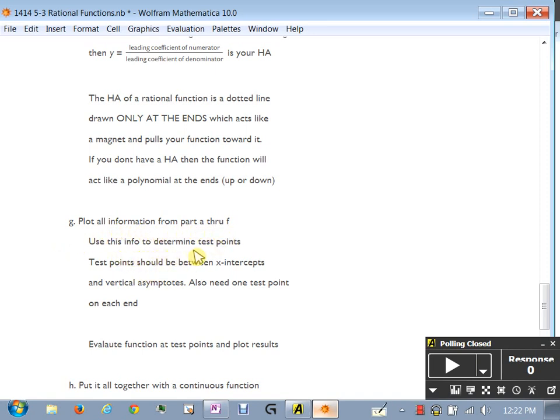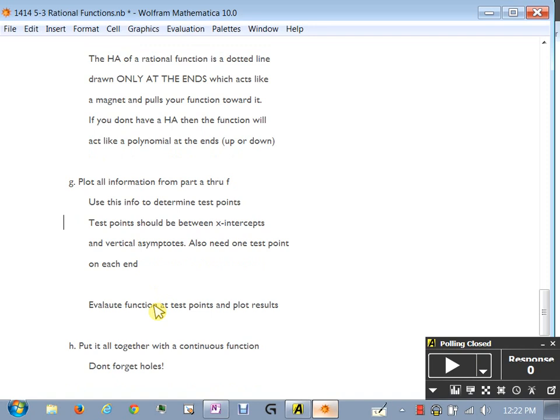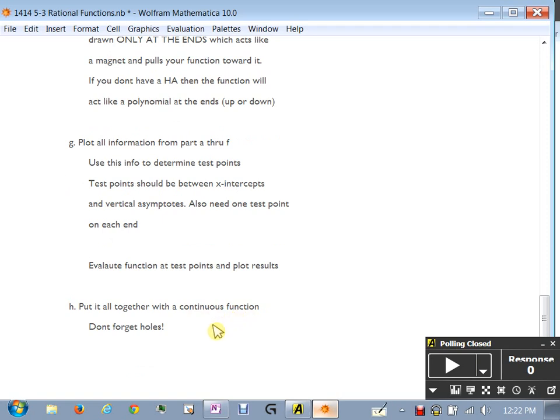Use this information to determine what I'm going to call test points. Test points should be between each x-intercept and vertical asymptote. You also need one test point at each end. You then evaluate the function at these test points and plot your results. And then finally, you put it all together with a nice continuous function, and you do not forget the holes if you had them. That's it. Easy. You think you can probably just do that right now on your own, right? Just do a quiz. We'll just have you graph one.